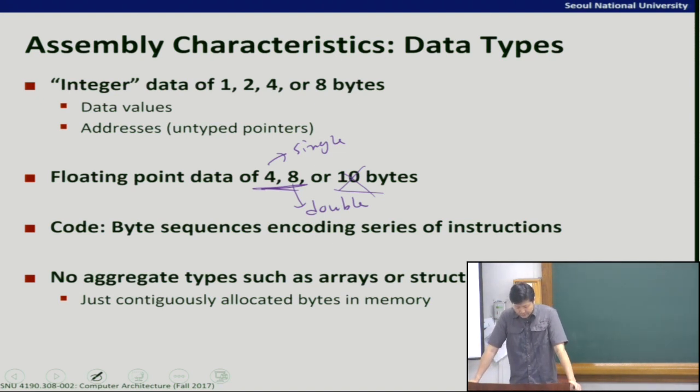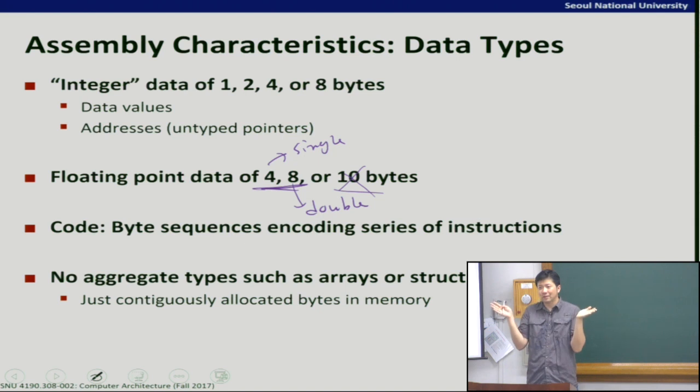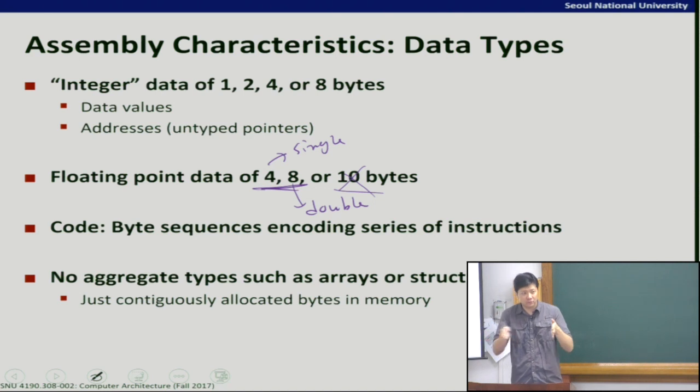Code is byte sequences encoding a series of instructions. And there's no aggregate type, such as arrays or structures. Array and structure are purely high-level constructs. Once you create an array, there's no struct type or array type in assembly code. You simply put them into contiguous space in memory, and there's no struct or array supported in assembly language.